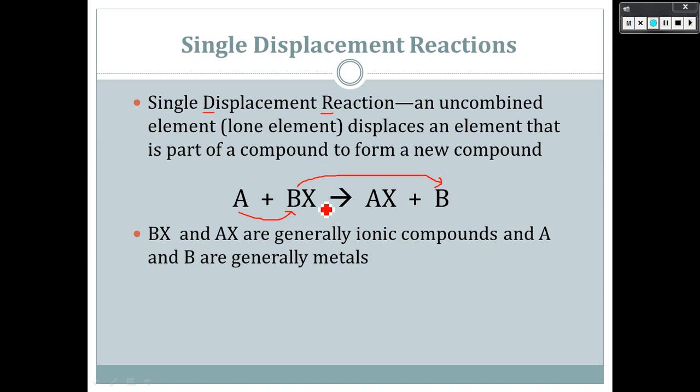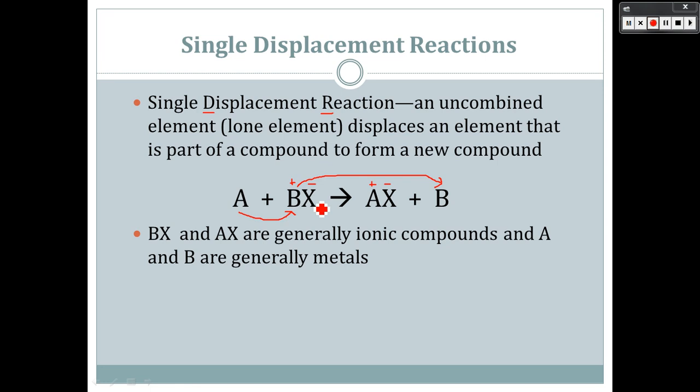BX and AX are generally ionic compounds, meaning that B would be positive, A would be positive, and X would be negative, which explains why A replaces B instead of replacing X. Because if A replaced X, you'd have two positives, and those are going to repel. Those aren't going to form an ionic compound. So that's why it's A replacing B.